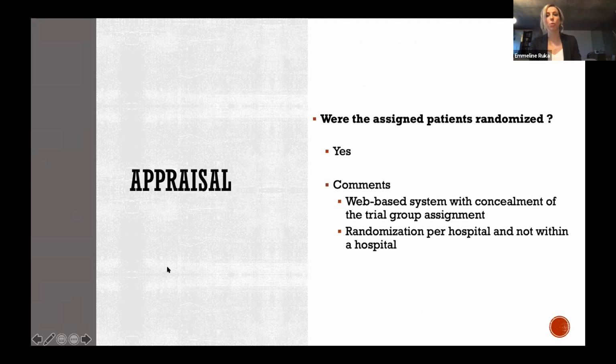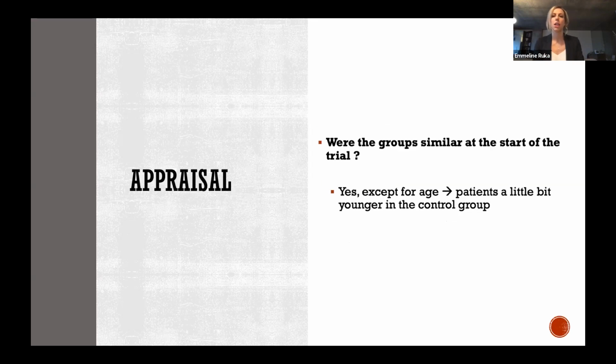Were the assigned patients randomized? Yes, again, a computer web-based system did the randomization. Again, the randomization was per hospital, meaning one hospital is DEX versus usual care, another hospital was azithro versus usual care. There are 176 hospitals involved, so I don't think that really caused bias because there are so many hospitals involved. So I think it diluted the result in the end.